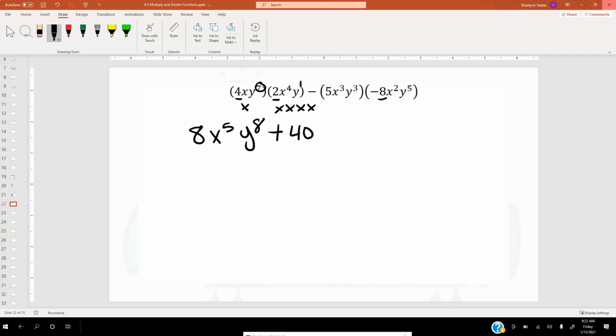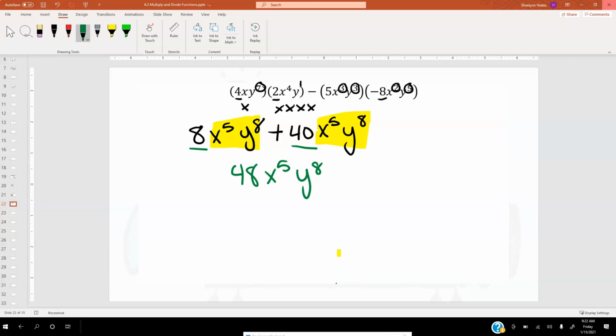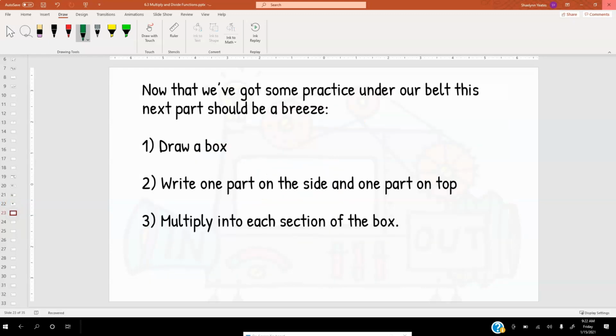Okay, and then we have x cubed times x squared. That gives me x to the 5th. And over here I have y cubed and y to the 5th, so that gives me y to the 8th. Again, you need to notice the exponents and the variables are exactly the same on both pieces. So then we can, in fact, add them together. So 8 plus 40 is 48, x to the 5th, y to the 8th. Again, notice the exponents don't change when I add.